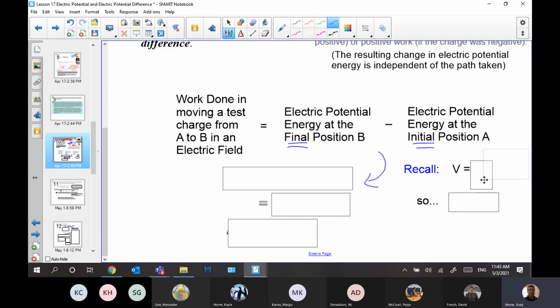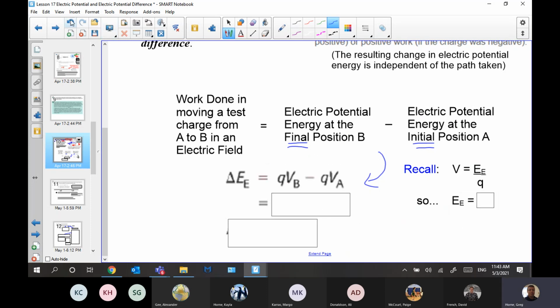Recall, of course, that potential is energy per charge. So I have to show that here. If we're going to talk about energy, we're going to actually say QV. We're just going to solve our new equation for potential and get energy. So now we can say energy final minus energy initial, or energy at B minus energy at A, is all this really is. I should say EE at B, subtract EE at A.